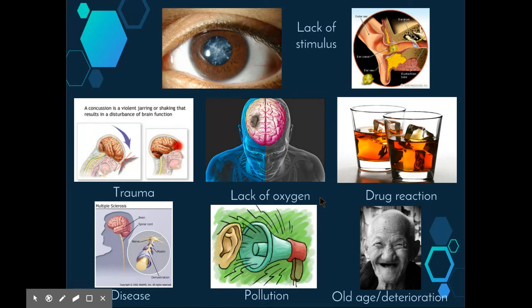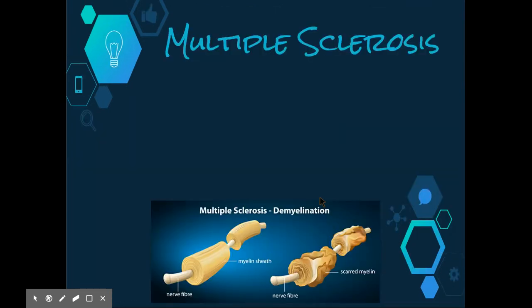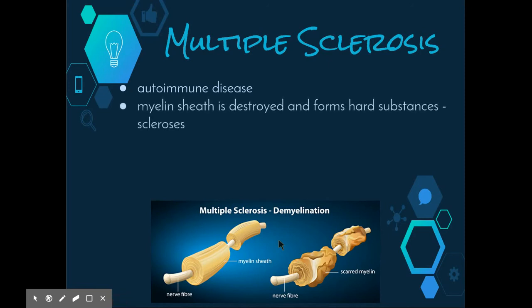So we're going to have a look at a few specific examples of different problems that happen here. So different short circuits, what causes them, and some symptoms that could result. Firstly, multiple sclerosis. Multiple sclerosis is an autoimmune disease in which there is an immune attack by the body on its own cells, in particular, the myelin sheath. Gradually the myelin sheath in the central nervous system is destroyed and becomes hard substances known as scleroses, which is obviously where we get the name multiple sclerosis.